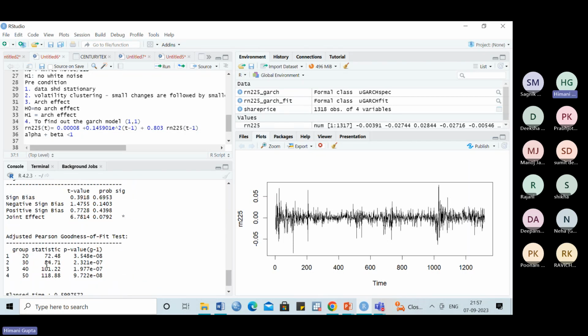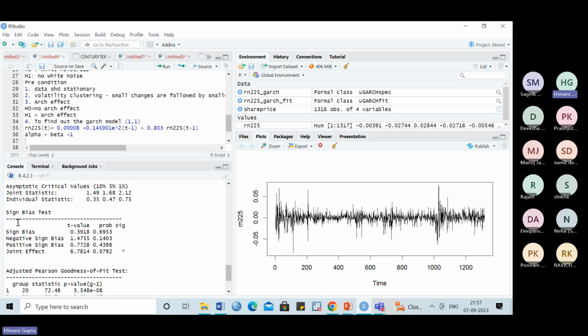See, this is a sign bias test. Are you able to see the sign bias test? The sign bias test is not significant. The p value is 0.6953. So since this is not significant, I can say that I can go with this symmetric model also.